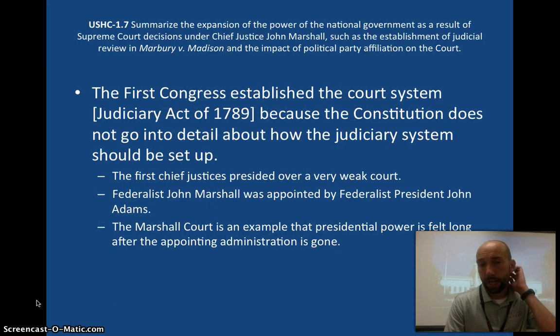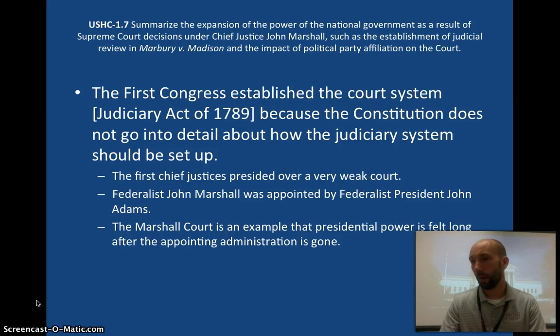The first Congress established the court system through the Judiciary Act of 1789 because the Constitution didn't really go into much detail on the judiciary system. In fact, if you look at the article of the Constitution that set up the judiciary system, it's very small. It doesn't really lay out a lot. It's kind of vague. The very first Chief Justices presided over a very weak court.